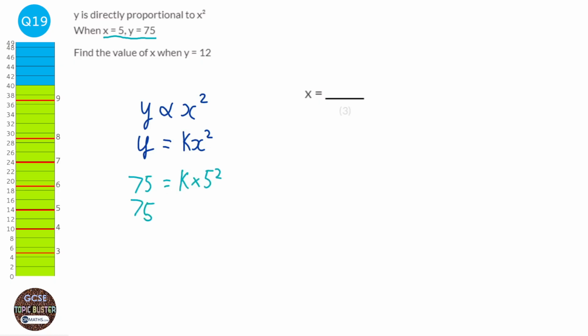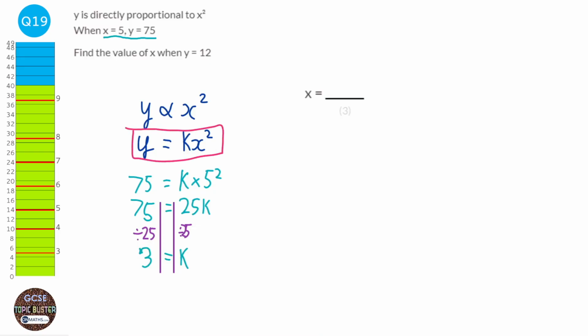So we know that 5 squared is 25. And then just quickly solve this. So I'm going to divide both sides by 25, and as you can quickly see, k is going to equal 3. Rewrite the equation. So I'm just going to rewrite this, but with k as 3.